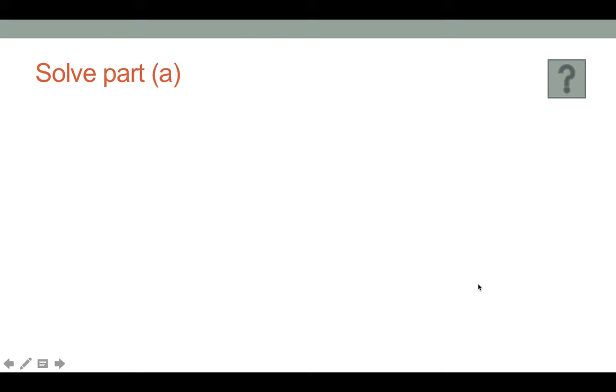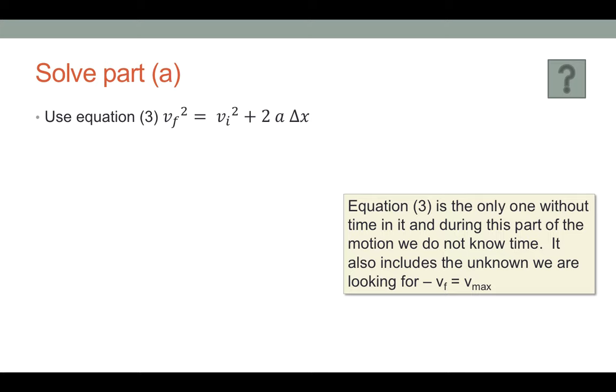Okay, now that you've picked an equation, my suggestion is we should use equation 3. The reason is equation 3 is the only one that does not have time in it, and we don't know the time during this part of the motion. It also includes all the things we know and the one thing we don't know. It includes the initial velocity, we know the acceleration, we know how far the object has traveled, and what we wish to find is the final velocity, and they're all in this equation.